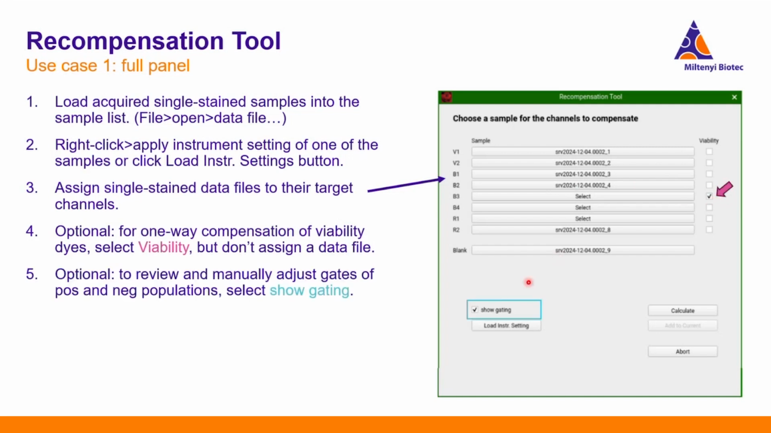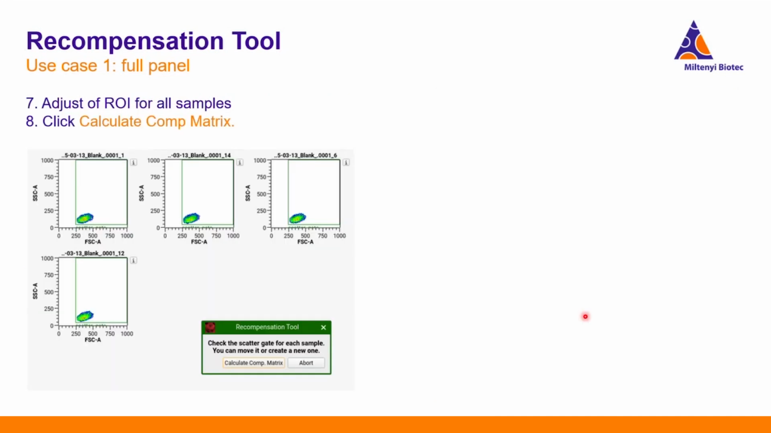And then comes the point which is interesting. You can here now click on this checkbox for show gating. If you choose this, then you have later the chance to adjust the gates for the positive and for the negative populations. Then you just click on this calculate button after you made all of your selections. And what you then see first is a page where you can adjust the region of interest for all of your samples. So if you have 4 samples, you will see 4 plots, 1 per sample. It will already preset a region of interest, but you have the chance to adjust and modify it for each of the samples. And then you say calculate.